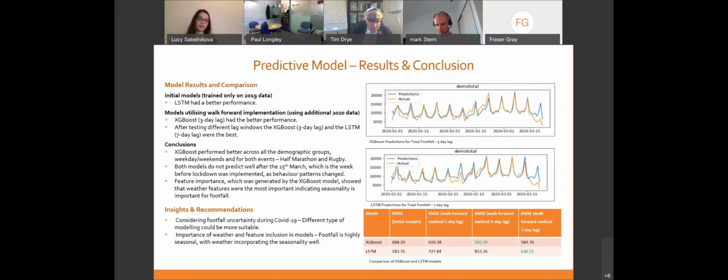In terms of my insights and recommendations, first of all, businesses should consider that there is uncertainty in footfall during the COVID-19 crisis. So possibly different types of modeling would be more appropriate to model this. That could be scenario-based, such as assuming the same type of restrictions continue or different types of restrictions are in place. And also, most importantly, including the weather, such as precipitation and humidity, is very important, as we saw before that footfall is very highly seasonal.